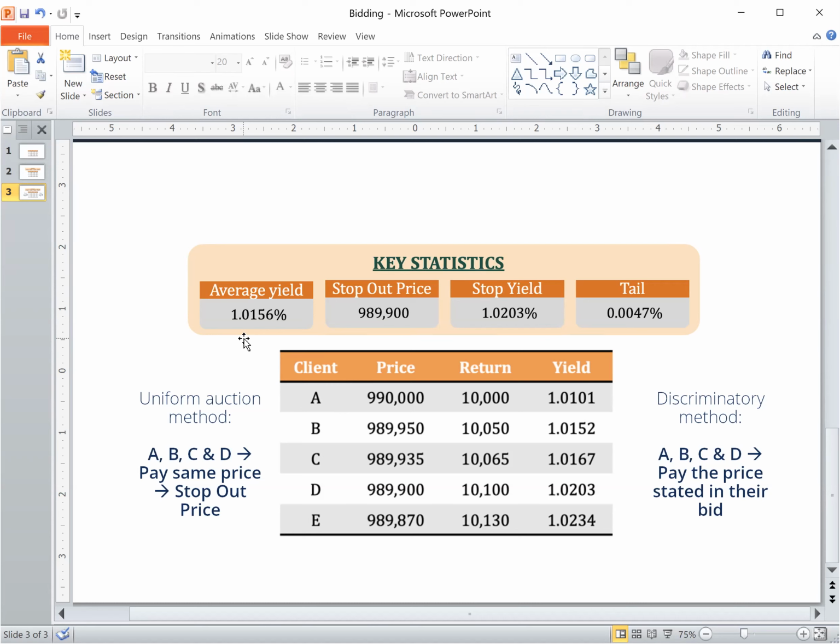Yes, sir. What happens in discriminatory? Everybody pays the price they bid for. So A would pay 990, B would pay 989.950, C would pay 989.935, D would pay 989.900. Clear? And the non-competitive bidders, what will they pay?